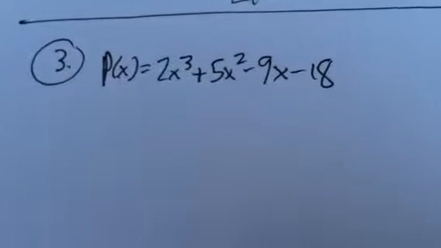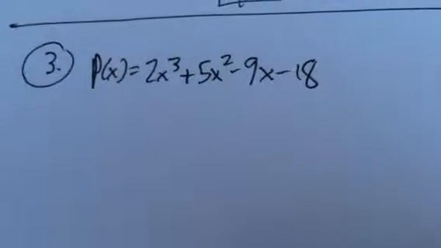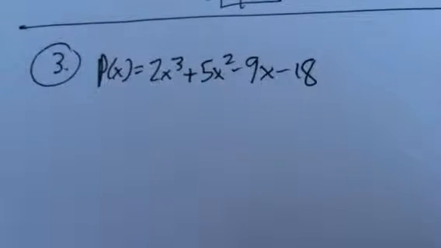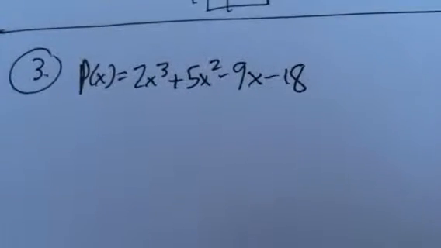This is Math 141, practice test 1. This is problem number 3. We're supposed to find all the possible zeros, or actually not all the possible zeros. We're supposed to find all the actual zeros of this.